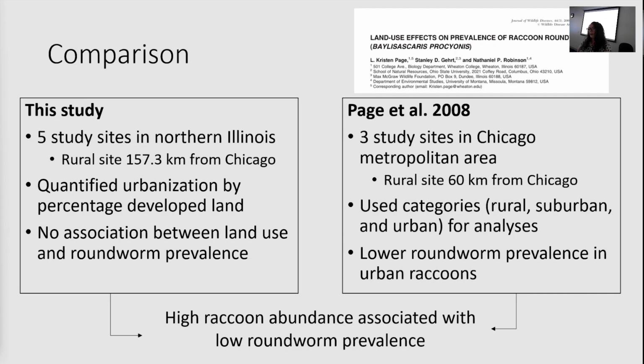Most of the studies that have looked at this relationship and used categories of urbanization have not included the criterion that they use to create these classifications. And so because of that, out of 3 total studies, they've all found different relationships between raccoon roundworm and urbanization. However, between these 2 studies, mine and Page study, they both found that high raccoon abundance was associated with low raccoon roundworm prevalence.